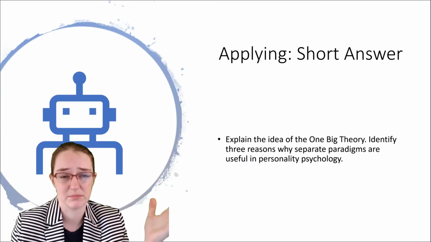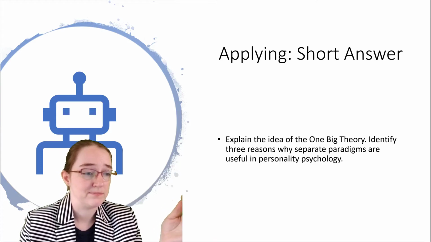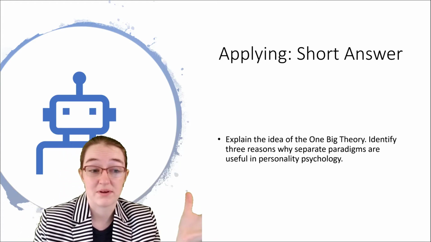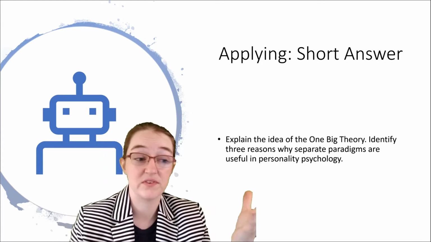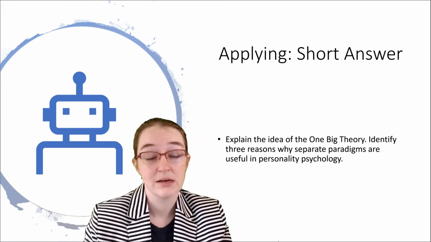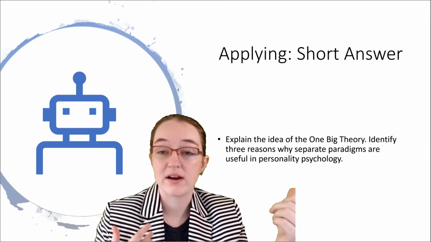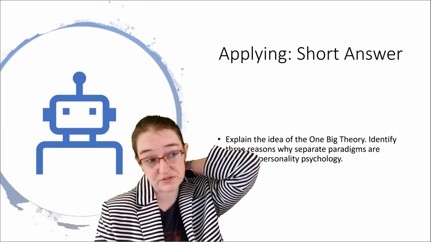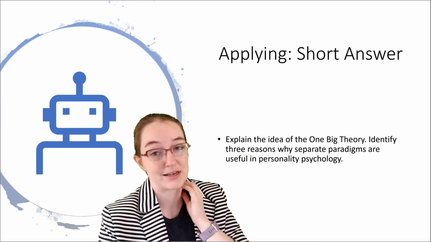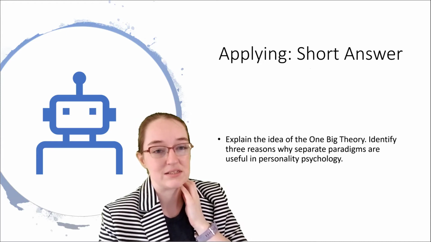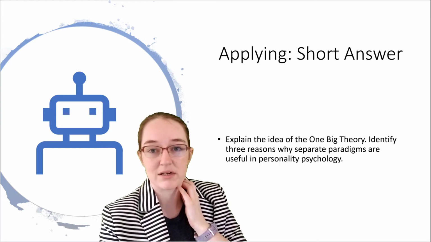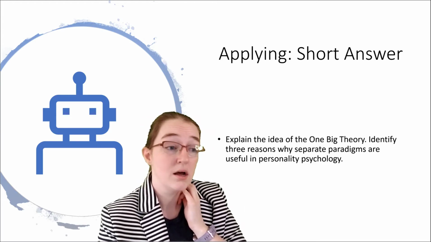So here's an applying one. Explain the idea of the one baked theory. Identify 3 reasons why separate paradigms are useful in personality psychology. I have rubrics for each of the items. Unfortunately, I can't give them to you because then you would know exactly what to study, and I'm not making tons of rubrics. They take a lot of work.